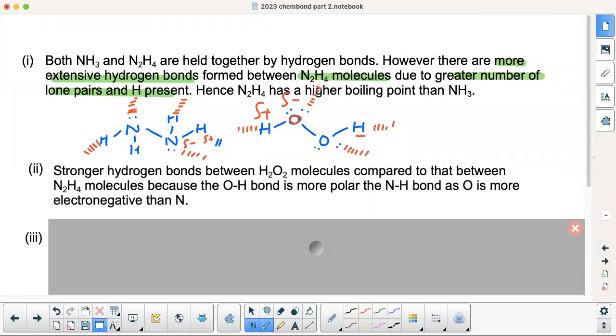So there are stronger hydrogen bonds between H2O2 molecules compared to that between N2H4 molecules, because, same concept, the OH bond is more polar than the NH bond, as O is more electronegative. This is very similar to the ethanol question just now. Can you understand? So that's how it's done. It's a bit tricky, that's why I say you have to look at both aspects.